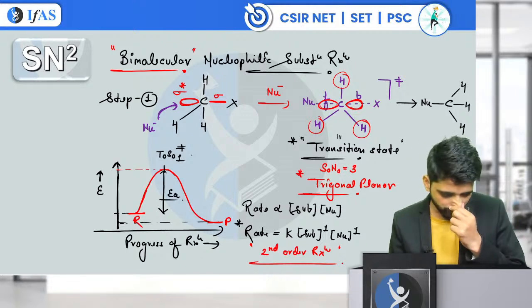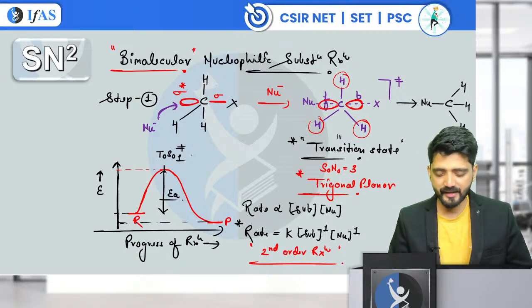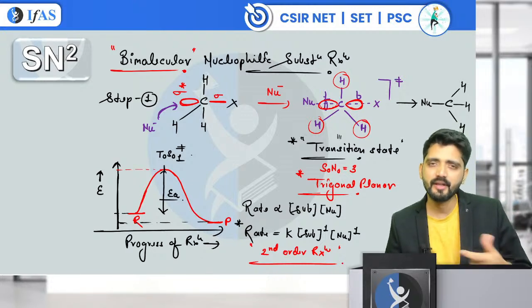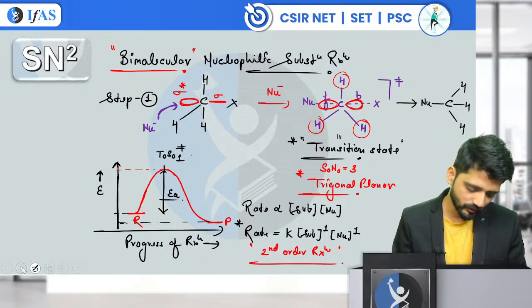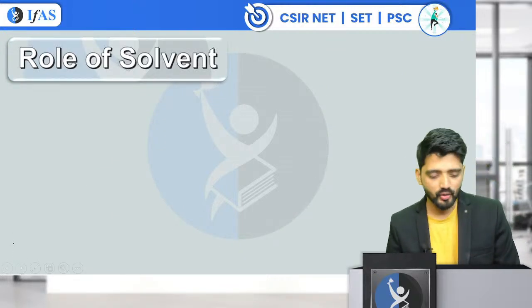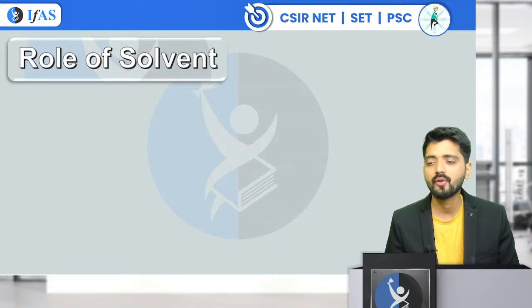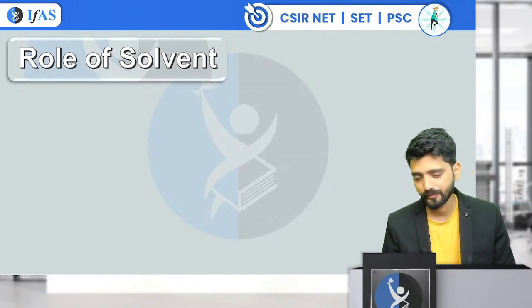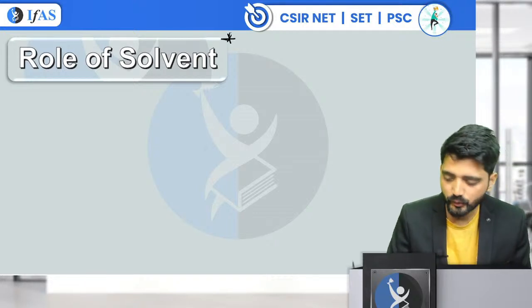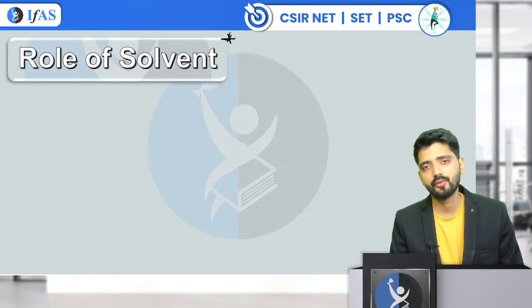Okay, let's move ahead. Now we will be drawing some conclusions which will try to explain the SN2 reaction in more depth. For example, the first one will be the role of solvent. Which type of solvent do you prefer in an SN2 reaction? First of all, I want to know your point of view. If I talk about the role of solvent in an SN2 reaction, what are you going to prefer and why?